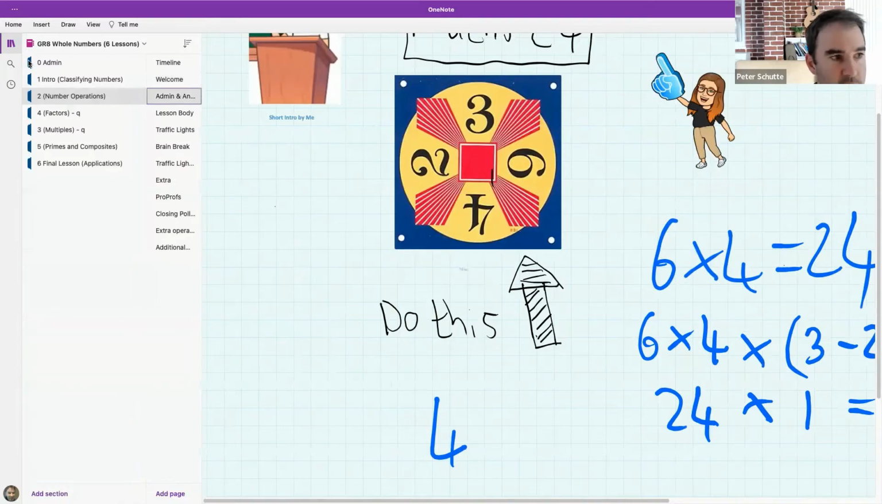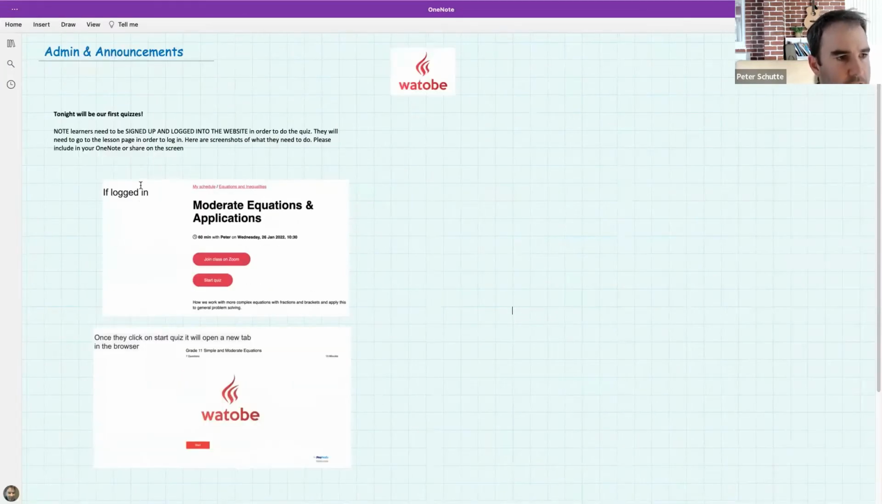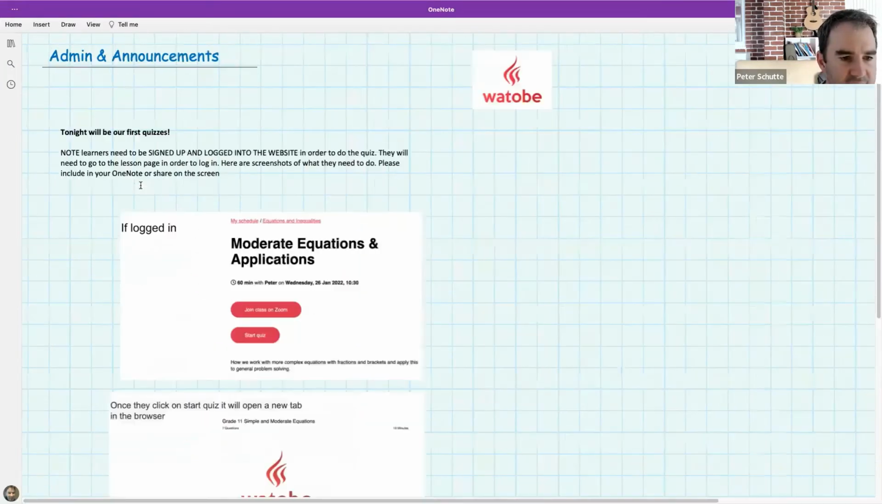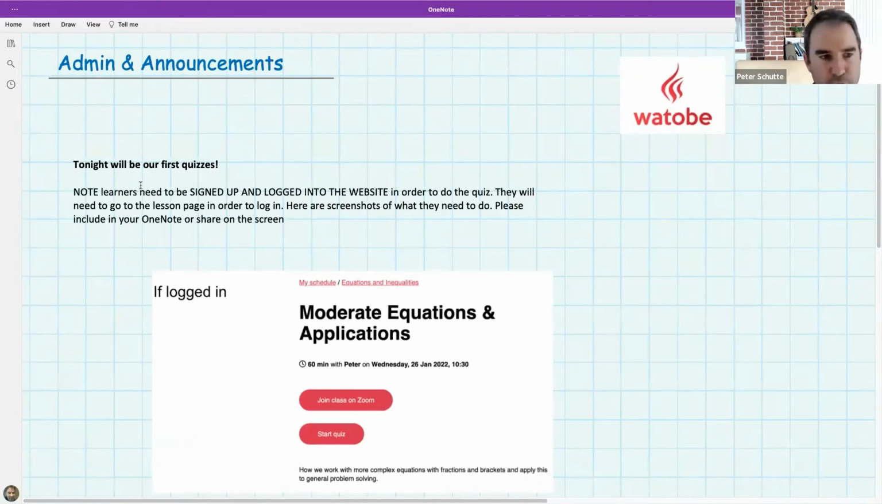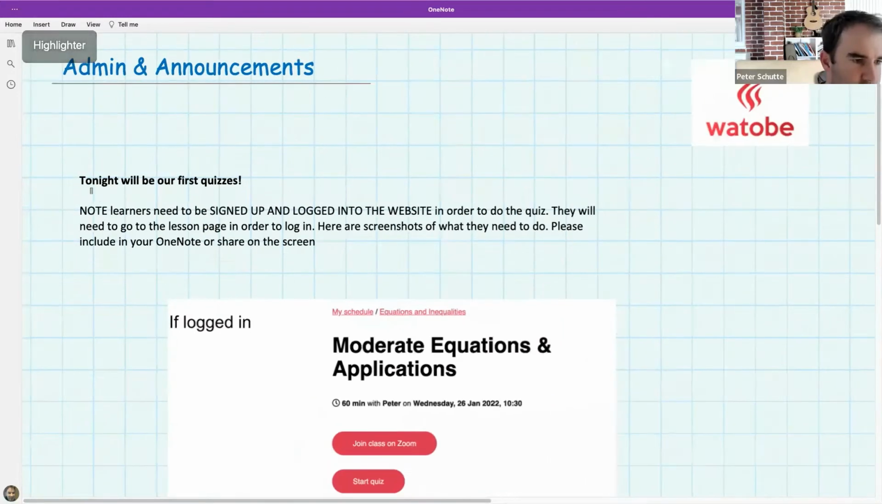Let's go on to the news or the admin for the day. So at the end of today, at about 5:40, we're going to do a little quiz to test out some functionality that the new website has. This quiz will be based on the first 2 lessons. It's just a way for us to get a sense of how much you're retaining and how we need to adapt over time. So I just want to take you through this announcement. Let's just do this together.